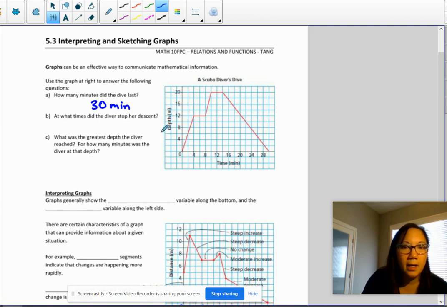For B, at what times did the divers stop the descent? That means at what point did they stop moving downward? Here you can see they're moving deeper and deeper, and then they stopped. This person stopped for a minute here, and then they went deeper and deeper, and then stopped the descent again. So I'd say that this happened 2 times. It happened once at 4 minutes and once at 10 minutes.